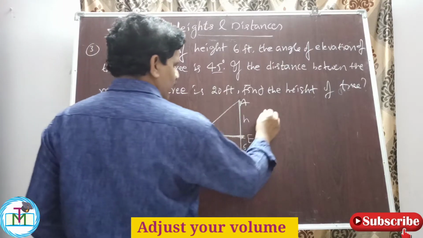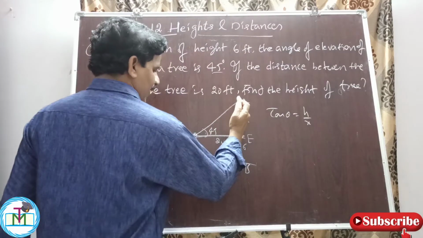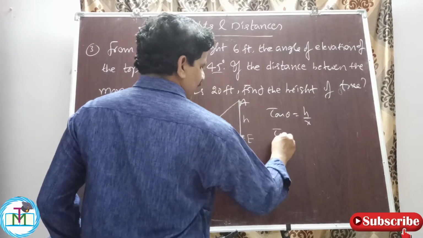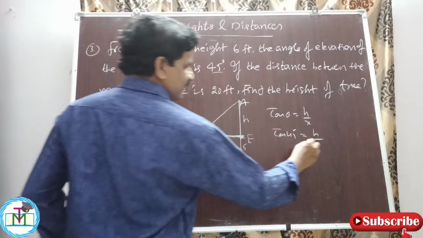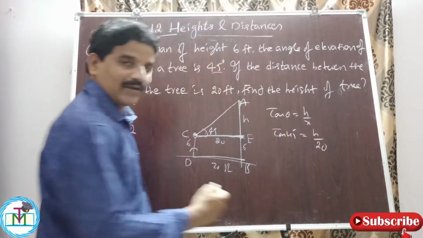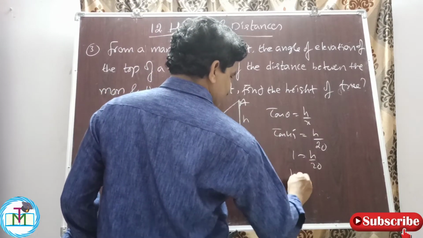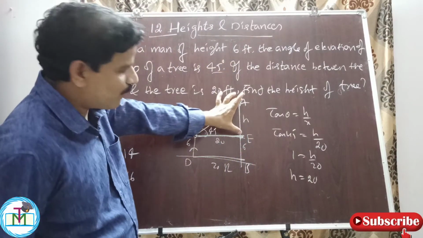Tan theta is equal to height by distance. Theta is here 45. Tan 45 is 1, equal to H by X, and X is equal to 20. So tan 45 is 1, and 1 is equal to H by 20. H is equal to 20, which means this part is 20.